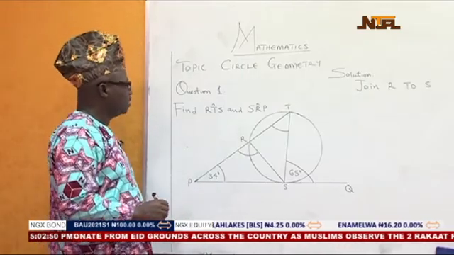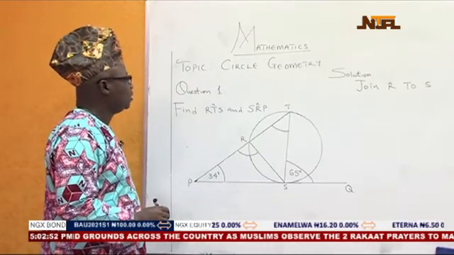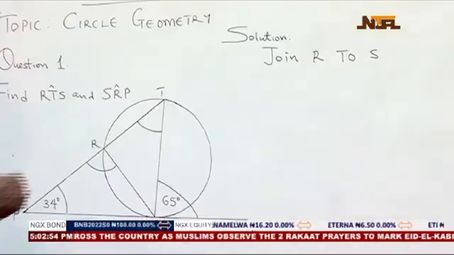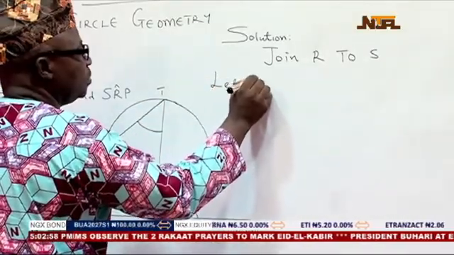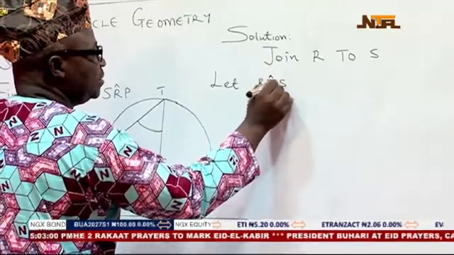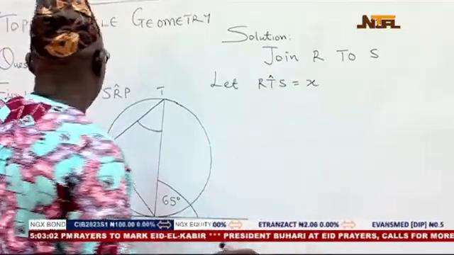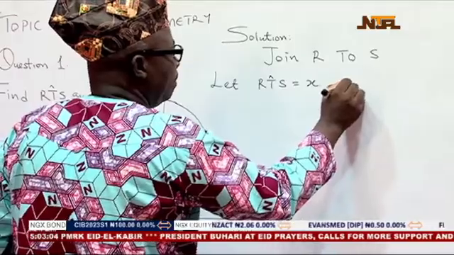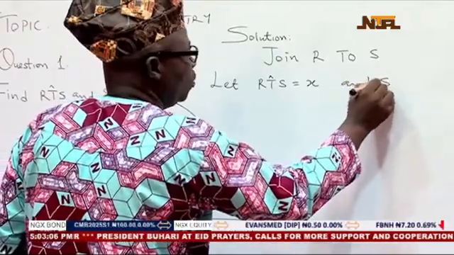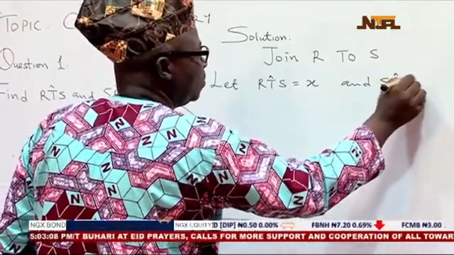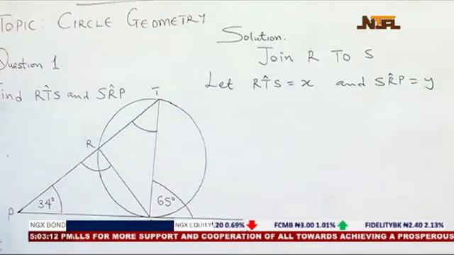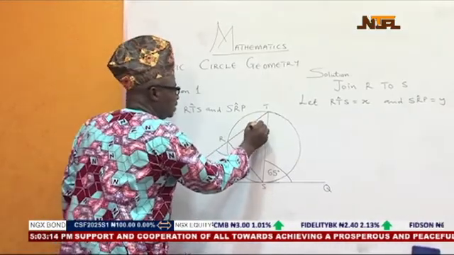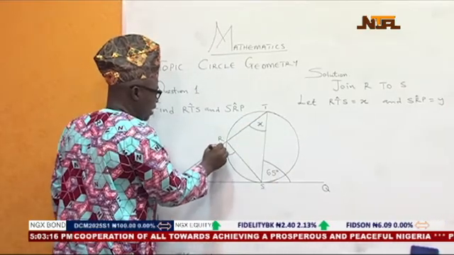Now, at this point, I'm going to use a letter to denote what I'm looking for. So I can say, let angle RTS be X, and angle SRP, let it be Y. So I'm going to put that in my diagram. This is X, and this is Y.